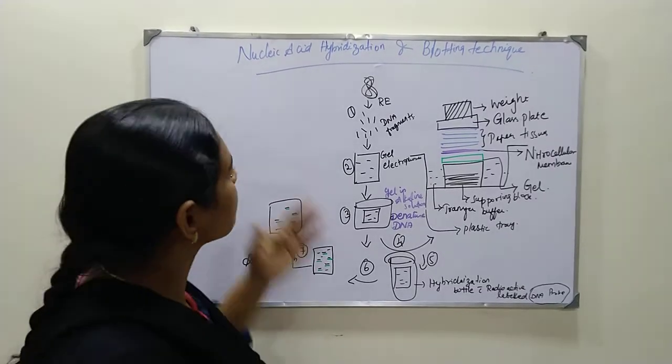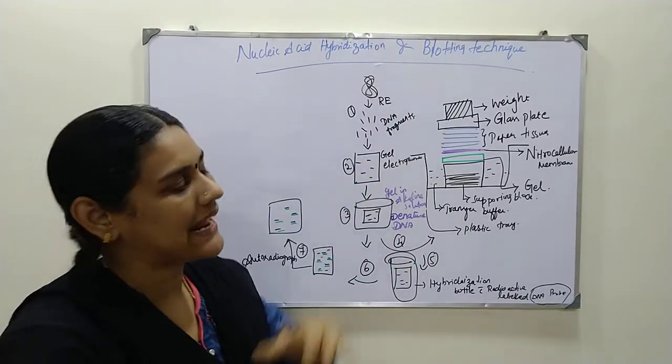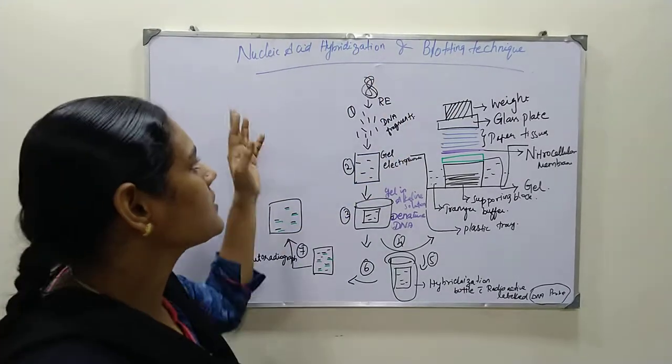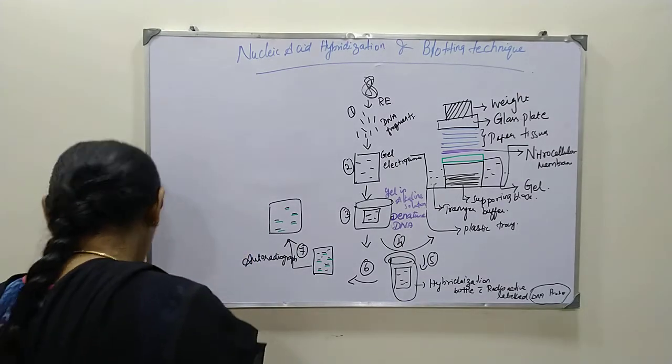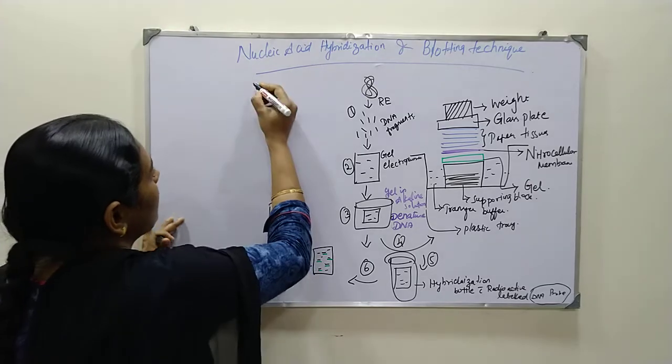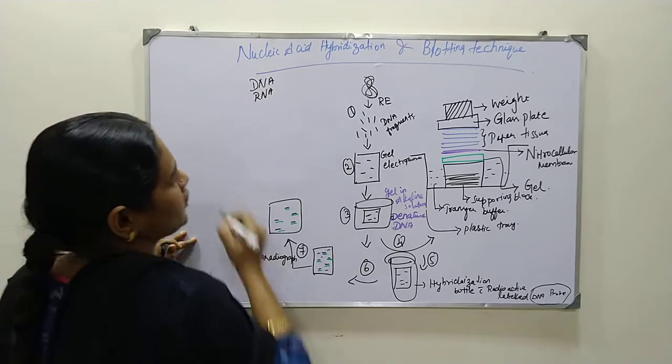Good morning, children. This video is about nucleic acid hybridization and blotting technique. What is a nucleic acid? DNA or RNA is called a nucleic acid. So what is called hybridization?